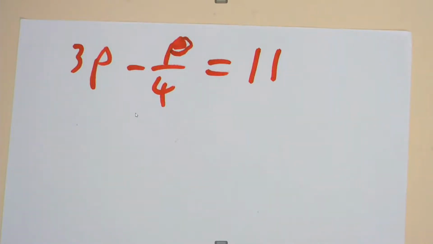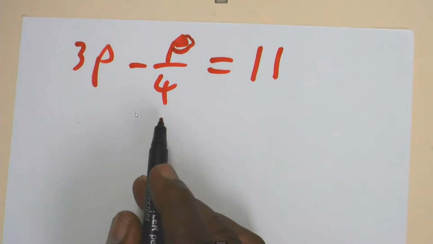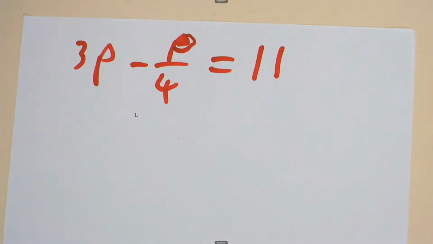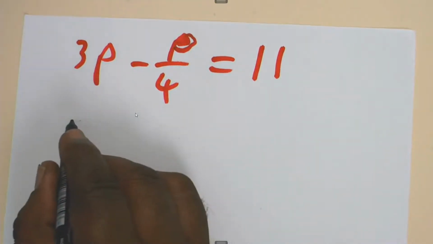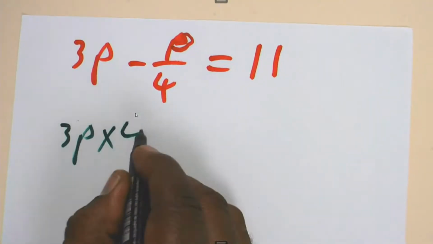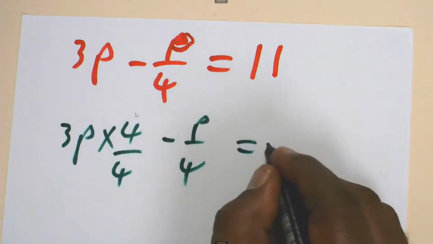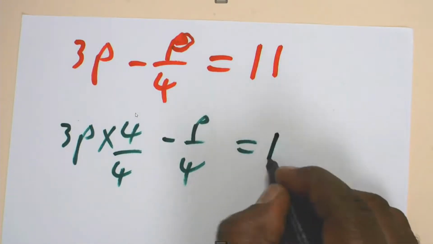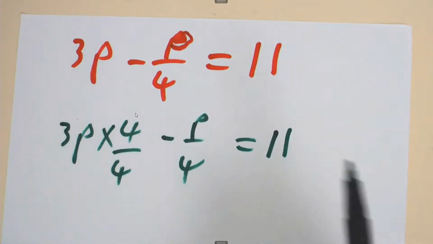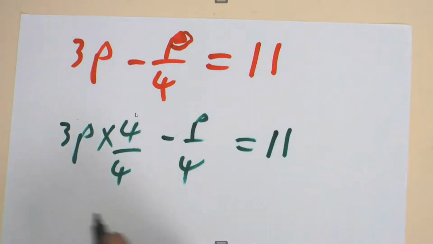Therefore, you want the foundation. It's a fraction, p over 4 and 3p. Now we need that lowest common denominator, which looks like a 4 here. Therefore, we are going to say 3p multiplied by 4 over 4, which effectively equals 1, minus p over 4 equals 11. Remember, 4 over 4 means 1. Therefore, it's still the same. Effectively, nothing has changed. But now we are looking for the foundation, your denominator. The denominator must be the same, which is a 4.